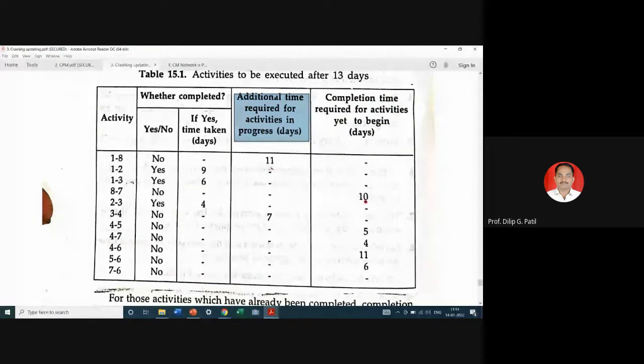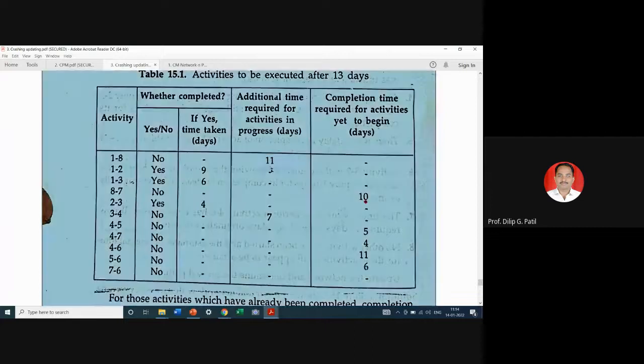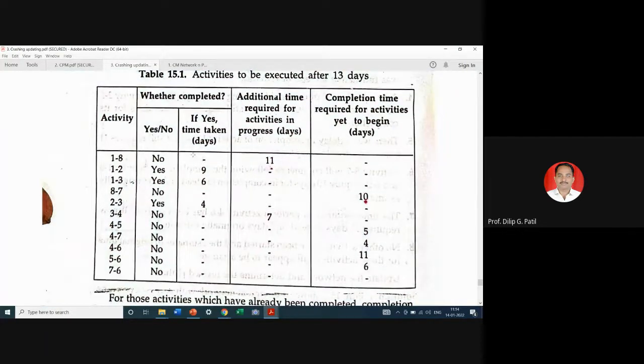Suppose they have said that activity 18 is in progress and it will take 15 days instead of 10 days as per our earlier planning, or in general that 11 more days will be required as per the review of the 13th day.